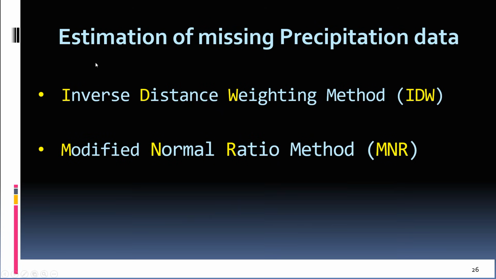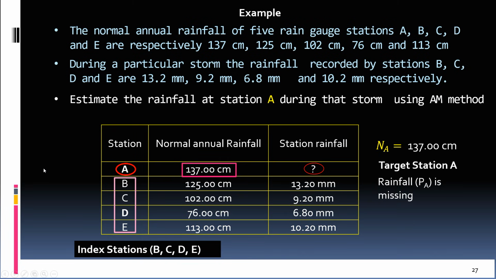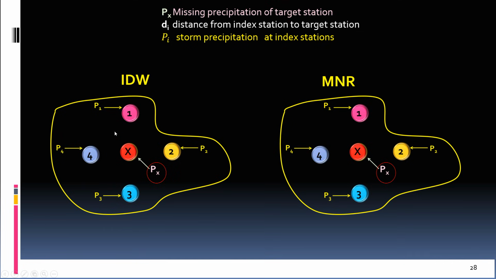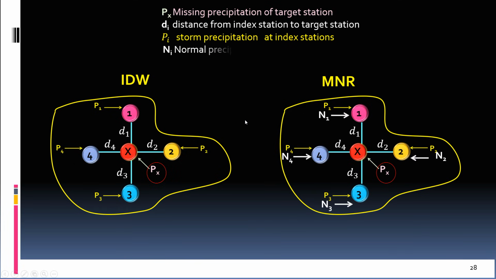In this section, we will explore two spatial interpolation techniques, inverse distance weighting and the modified normal ratio method. We will solve the same example which was discussed in the earlier two parts in GeoGebra. Both these methods require the distance from each index station to the target station. Here, D1 is the distance of index station 1 from target station X. Similarly, we can define distances D2, D3 and D4. The modified normal ratio method requires normal precipitation values at index stations in addition to distances.